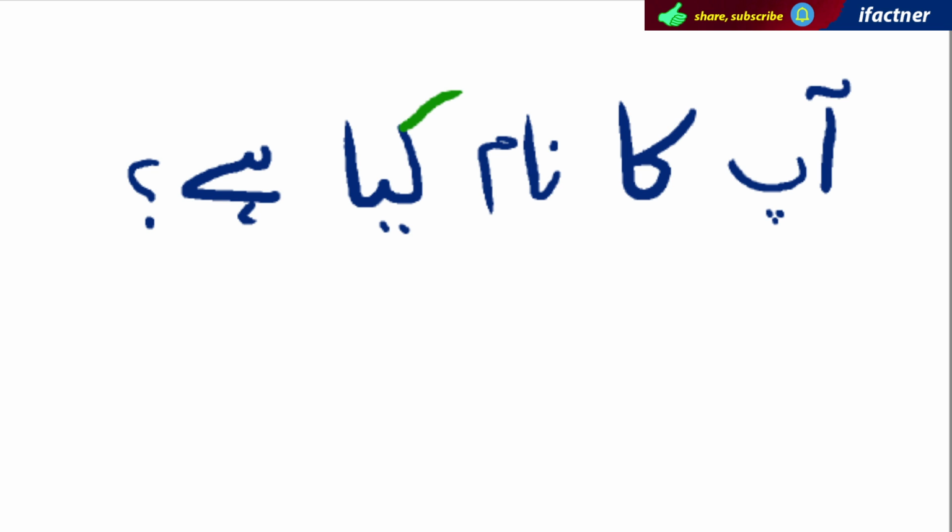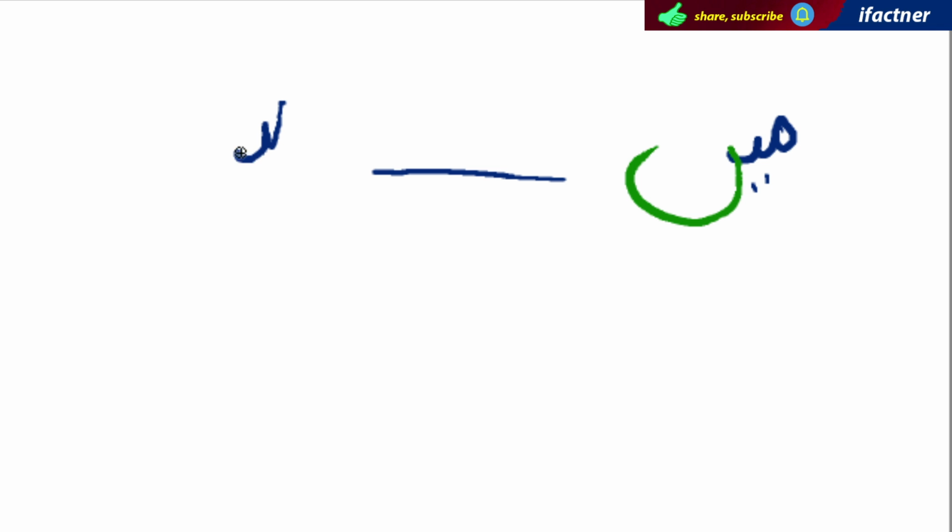So now let's see how do we write this sentence in Urdu. So we will say मैं, meem, ye and nunna. Your name and hum, he, wow, nunna. And the good thing is that we don't have to take care of the gender of the person. So for both male and female, it's मैं ifactner हूँ.